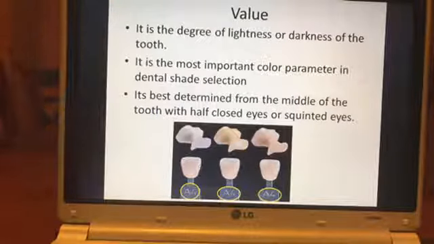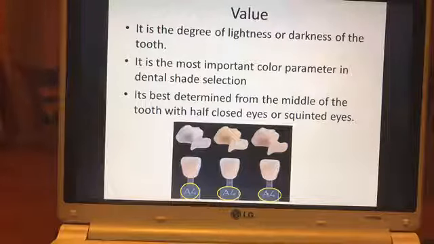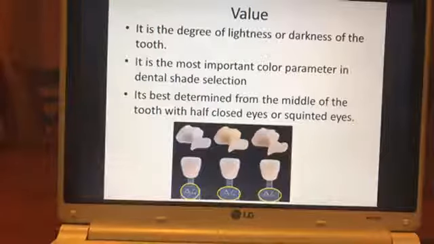Now we go for the third parameter, which is the value. Value is the degree of lightness or darkness. Luminosity: how light or how dark the restoration is. When we look at the value, we don't look at the color. We don't care here about the chroma or hue or anything. You only want to know if the tooth is light or dark or medium. There are thousands of values, but in dentistry, we care only about 3 main values.